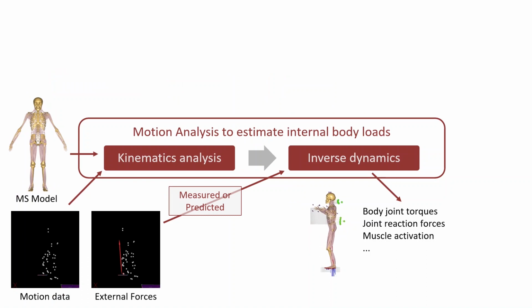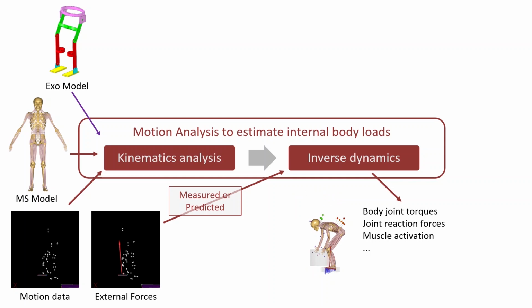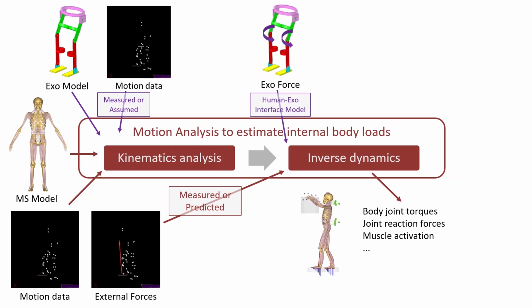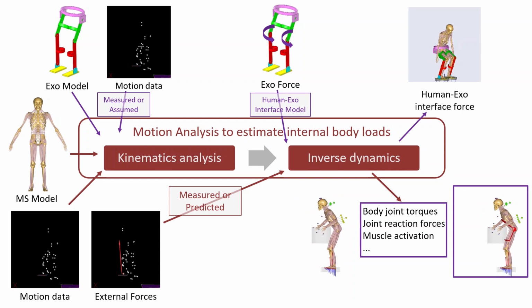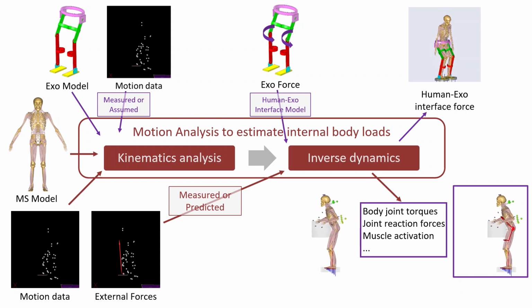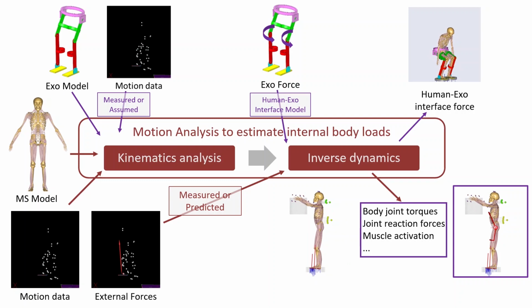The problem we want to solve today is how to include an exoskeleton model in this analysis. For the kinematics, we need a model of the exoskeleton and some kind of motion data for it. The motion data can be measured if you have a physical prototype, or it can be assumed if you're in the virtual prototyping stage. Then for the inverse dynamics analysis, you want to know the assistive force or torque that the exoskeleton provides, and you also need an interface model that allows a transfer of force between the human and the exoskeleton model. After the inverse dynamics analysis, you should be able to see how the exoskeleton affects the internal body loads, such as changes in muscle activation, joint reaction forces, and so on. And maybe you also get some estimate of the human exoskeleton interface force.